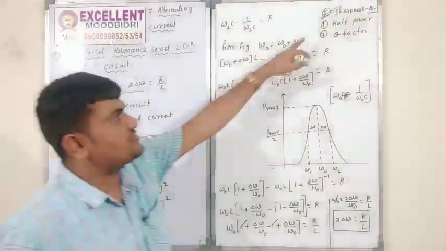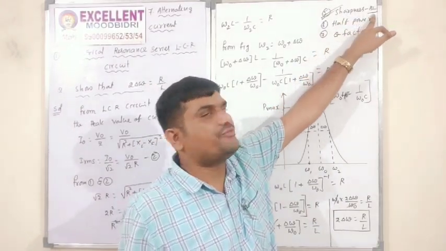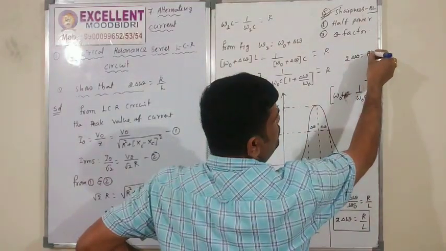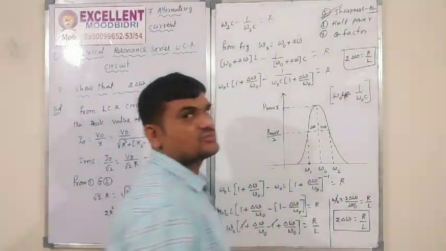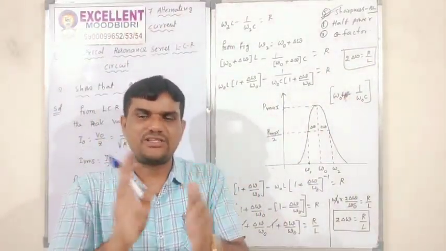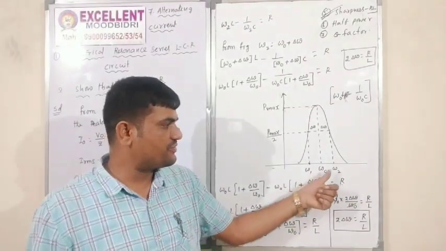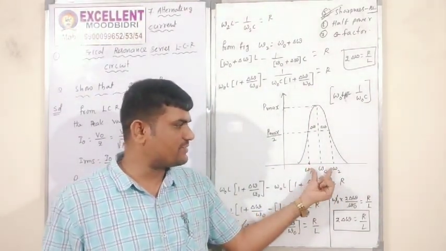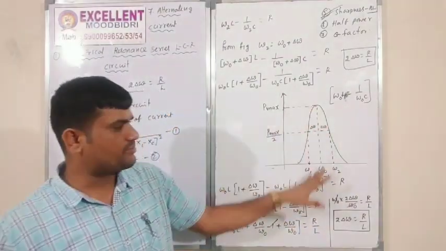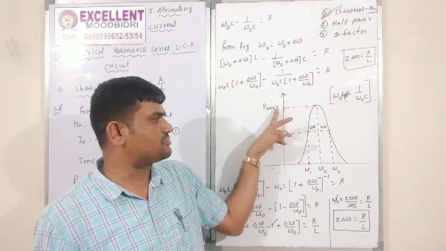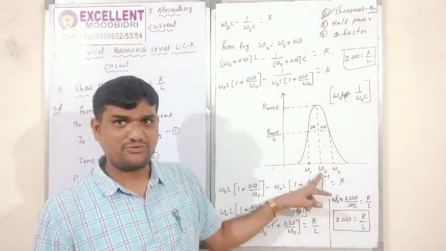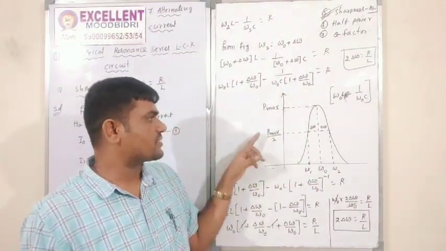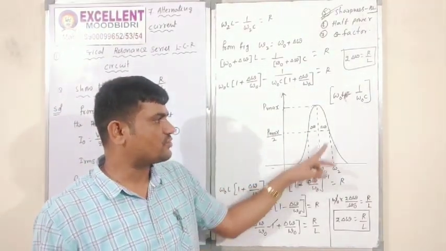Right. So next, sharpness definition is over. Now bandwidth. Bandwidth is equal to 2 delta omega is equal to R by L. Bandwidth is nothing but the difference between omega 2 and omega 1. Omega 2 minus omega 1 is bandwidth. You can observe the figure clearly. Here the current is maximum at a particular frequency. This is the half power maximum frequency, omega 1, omega 2.